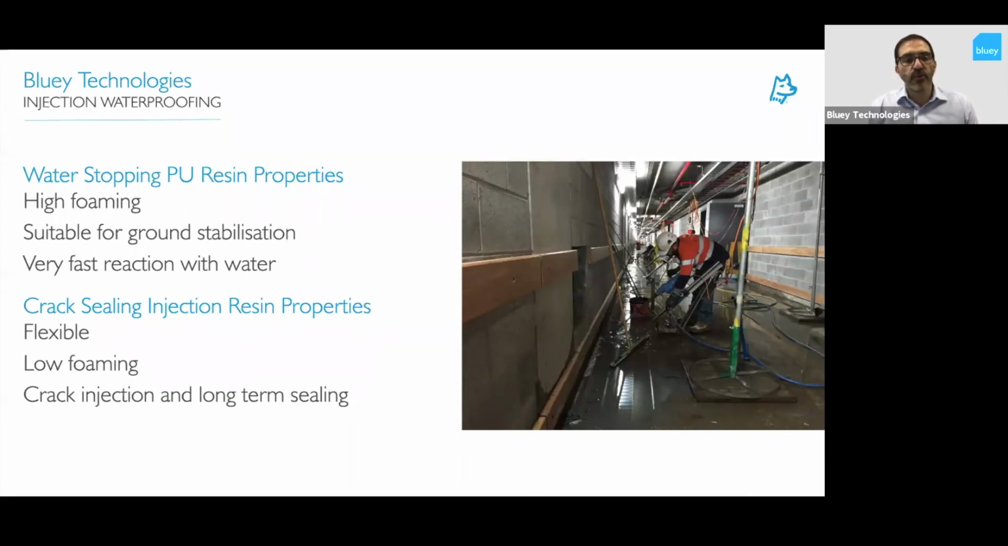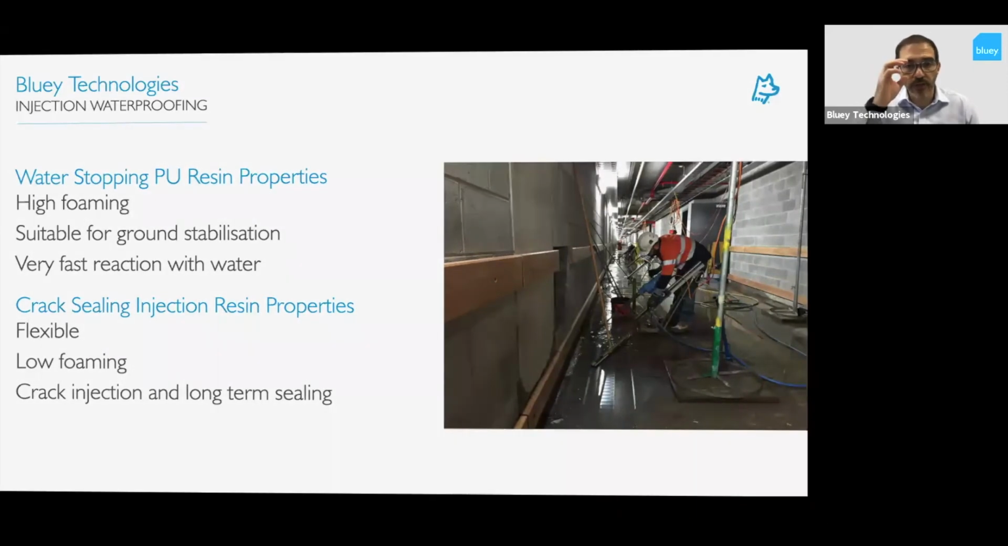Crack sealing and injection resin properties: they should be flexible. Low foaming is good because we don't want lots of little air pockets and voids that can join together to allow leakage later. We want the crack injection to be a long-term seal, particularly in a dynamic environment with these crack injection resins. So there is a bit of a difference between water stopping and crack injection, and you should get advice on which is the best type of resin to use for those two situations. One resin won't fix all your problems. That's probably the first thing to keep in mind.